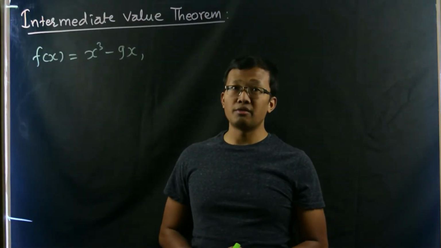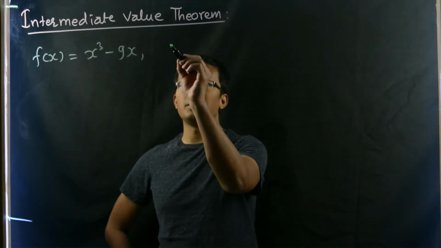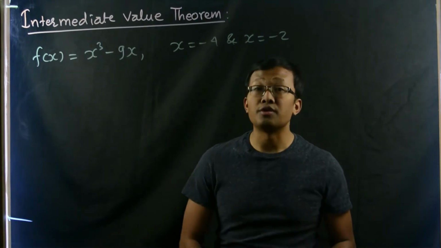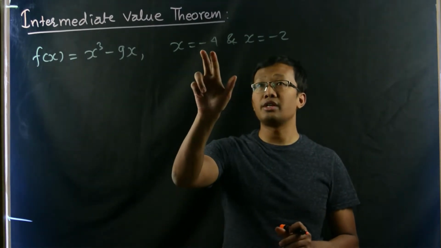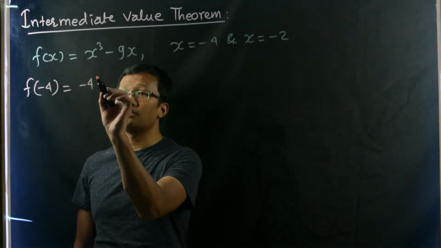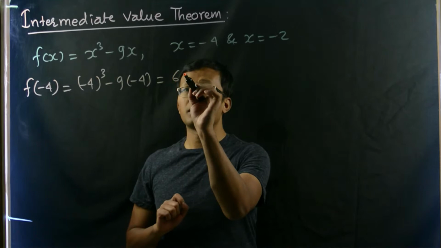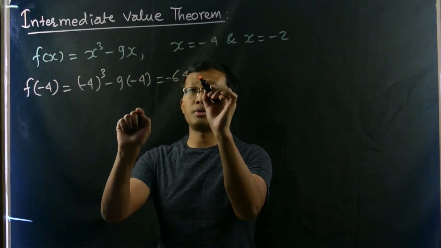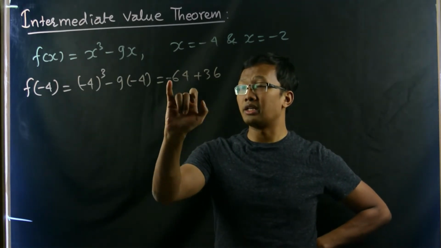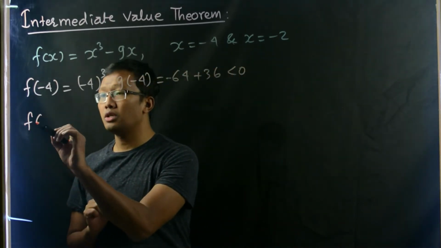Let us use the intermediate value theorem to figure out a zero or x-intercept of this polynomial function in between x equals -4 and x equals -2. We want to first check the functional values at x equals -4 and x equals -2. Let's do that. F of -4 is simply (-4) cube minus 9 times -4. So that is -64 plus 36. Since 64 is a bigger number and 36 is smaller, and it has a negative sign, this would be negative.